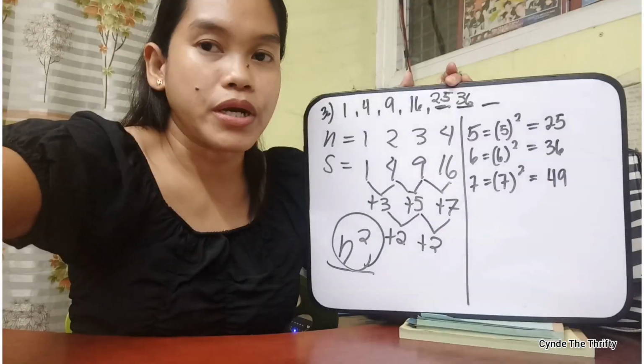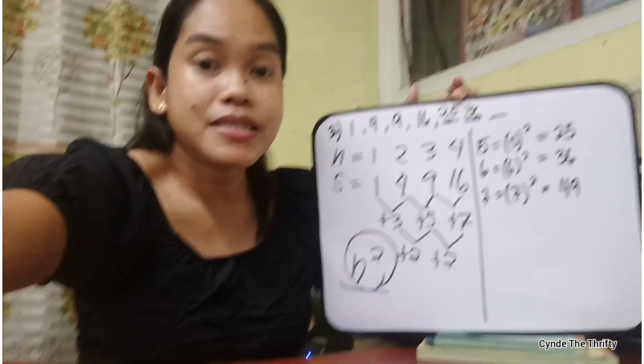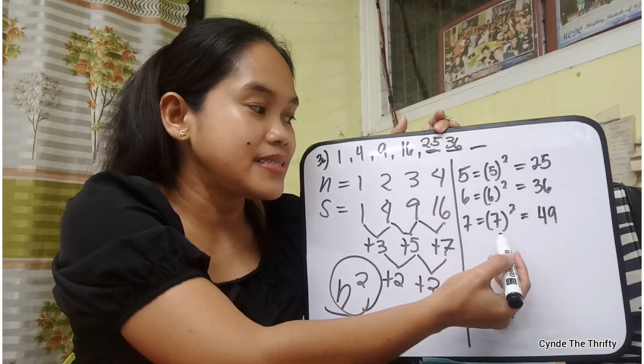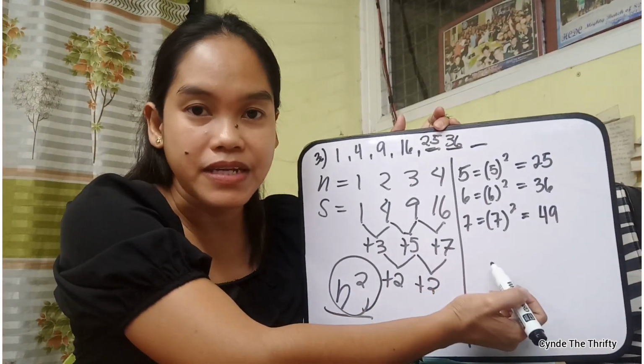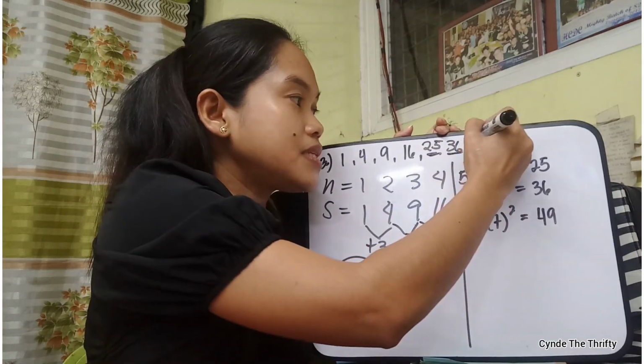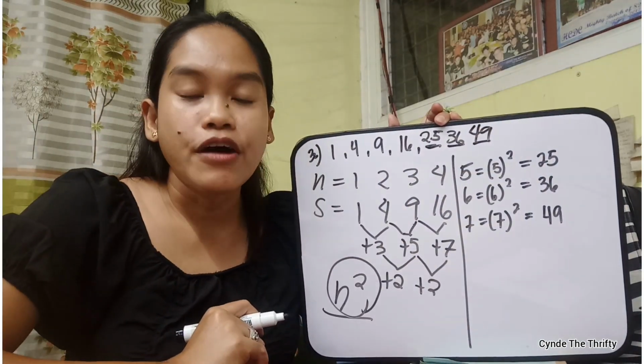Now, ang ating 7th term is, pang ilang term yung hinahanap natin? 7th term. So, ibig sabihin, si n i-replace natin ng 7. So, 7 squared or 7 times 7 is equal to 49. So, ibig sabihin, ang ating 7th term is 49.